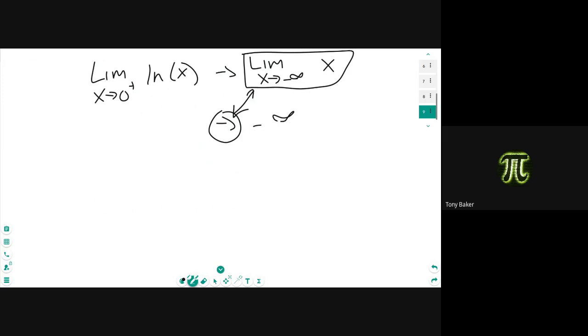So forget the arctangent altogether. That would be the answer of the limit as x goes to 0 of ln of x. I can now do whatever I want with that. And that's what this problem asked you to do. This problem said, okay, you've got that answer now. What's the arctangent of that answer?